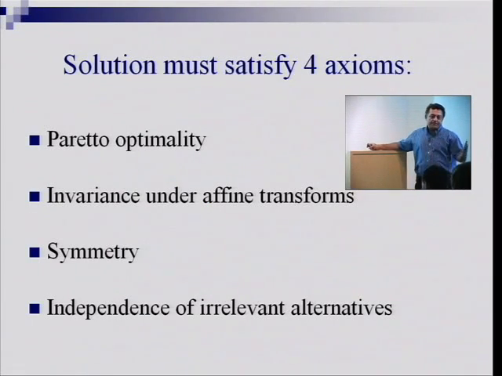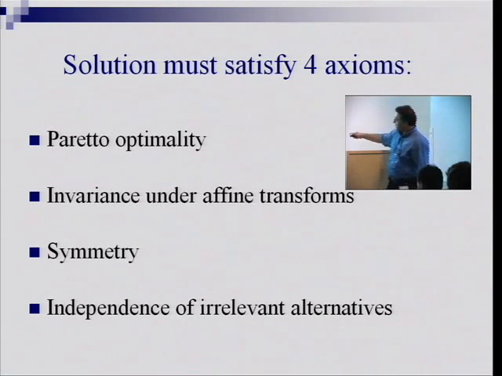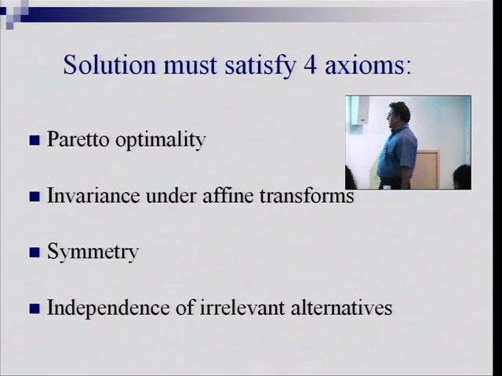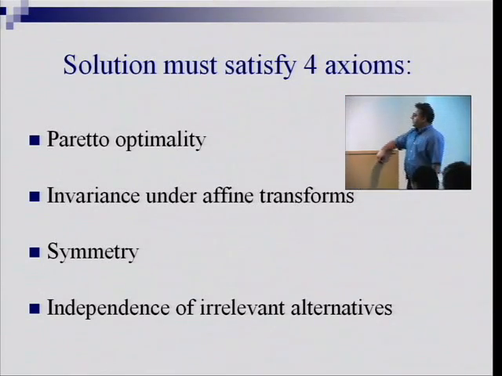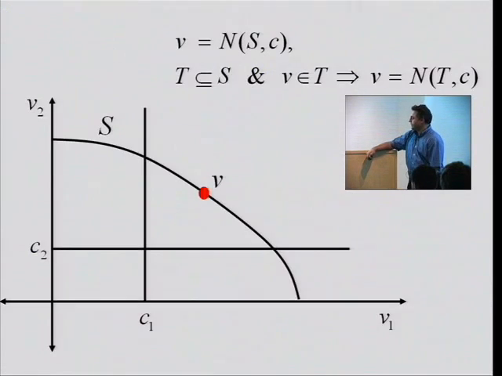The third one is symmetry, which says that the naming of the players has nothing to do with the solution. So if you switch the coordinates, the solution also switches the coordinates. The fourth one is a little bit more contentious. It's called independence of irrelevant alternatives. You might have heard of it in the context of Arrow's voting theorem, but I'll say what it is. Let me say it formally first and then give you some examples.